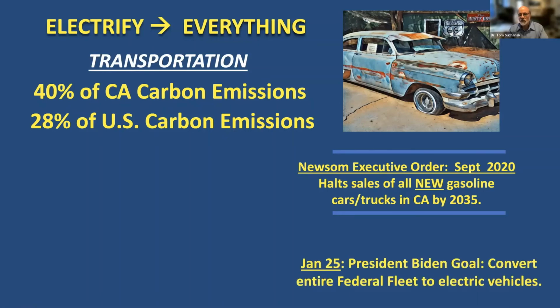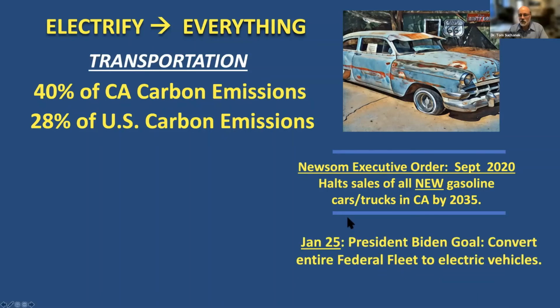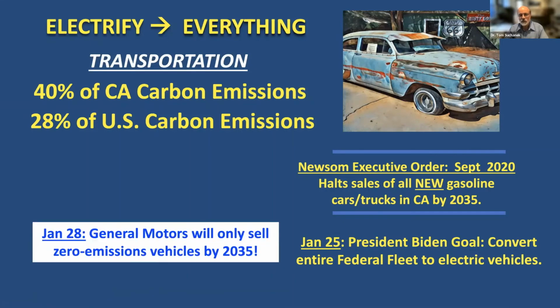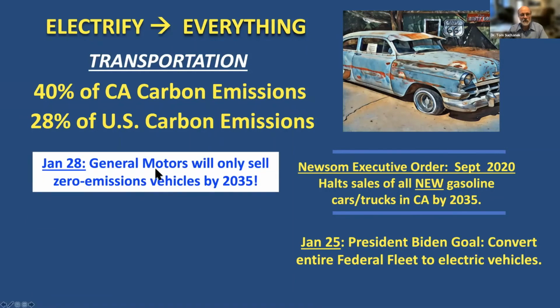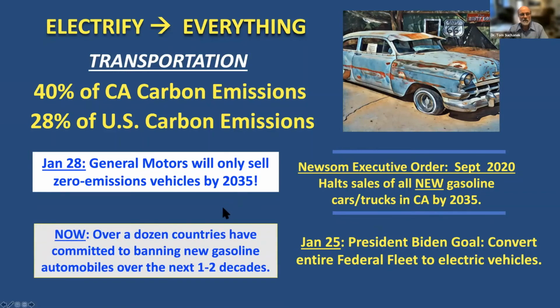2035. And also good, January 25th, President Biden set a goal to convert the entire federal fleet to electric vehicles. That's great news. And 3 days later, General Motors announced it will only sell zero-emission vehicles by 2035. This is really gaining a lot of momentum right now. And over a dozen countries have committed to banning new gasoline automobiles over the next 1 to 2 decades. That's fantastic news.